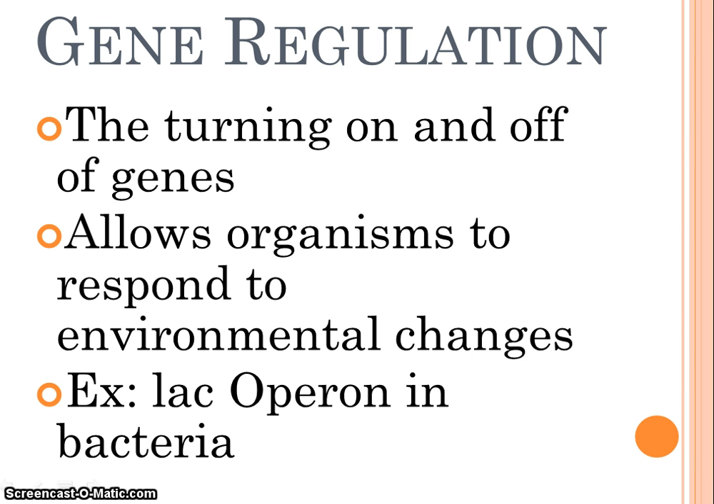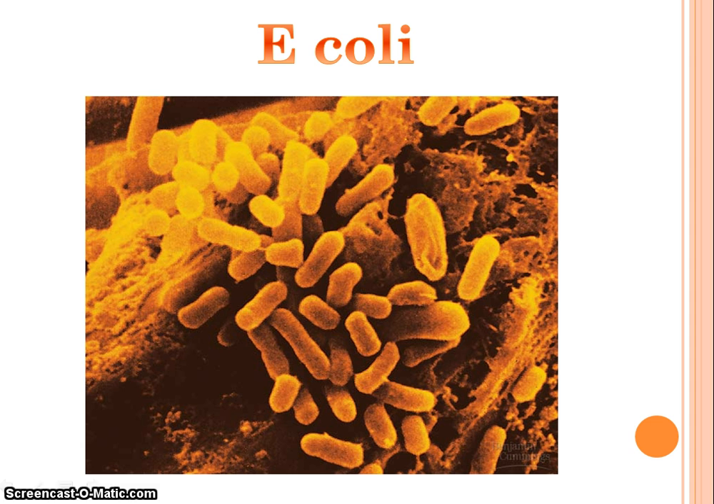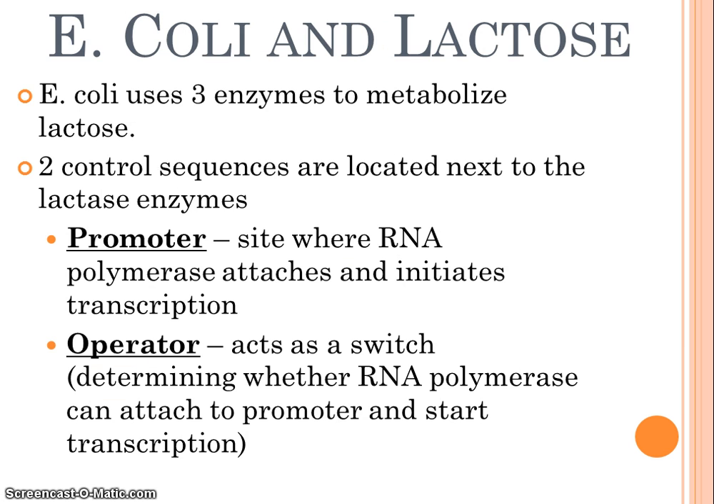Pretty much in the 1960s, biologists had a clear understanding of gene expression in prokaryotes, in particular with E. coli. It really wasn't until the 80s that they had a clear understanding of that in eukaryotes. So let's just talk about E. coli and lactose, okay? E. coli uses three enzymes to break down lactose. Remember, lactose is a disaccharide. It's made up of glucose and galactose.